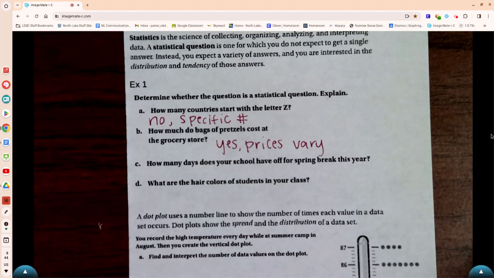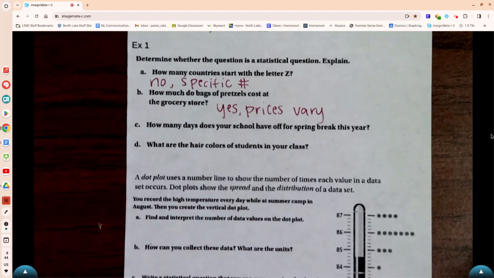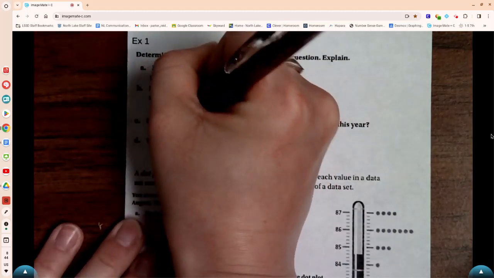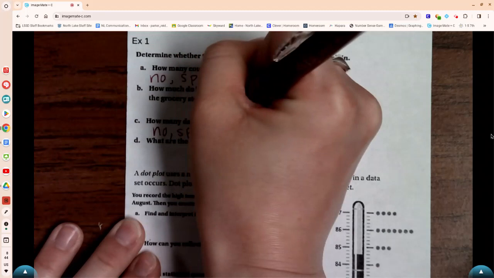Our next one says, how many days does your school have off for spring break this year? Well, this is fitting. We just had spring break. If I asked all of you in this room, how many days did your school, this school, have off for spring break this year? Would all of you have the same answer, or would all of you have different answers? The same. Therefore, this is not a statistical question. No, because there is a specific number of days that we got.